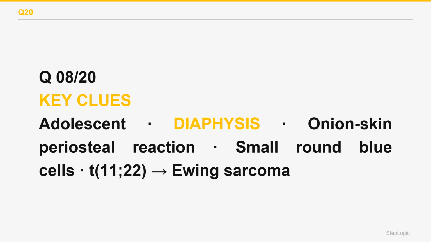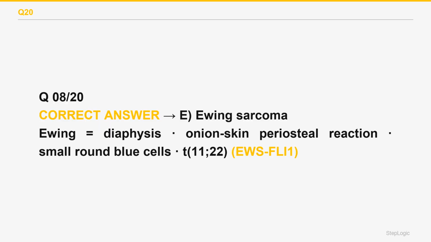Histology shows sheets of small round blue cells, a small round blue cell tumor, sometimes forming Homer Wright rosettes. The defining cytogenetic finding is the t(11;22) translocation, creating the EWS-FLI1 fusion gene. The correct answer is E.